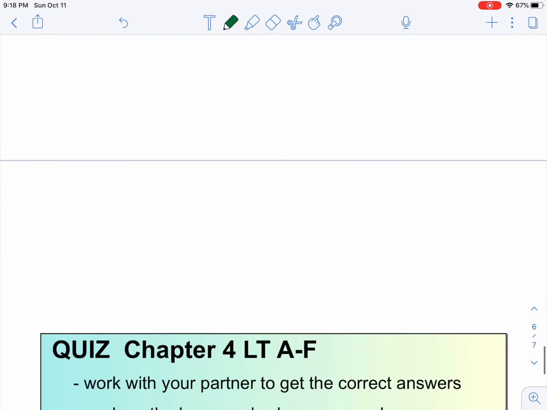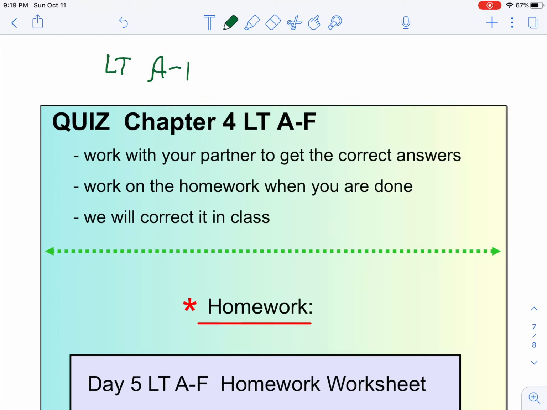So you will be taking a quiz, okay, on chapter 4. If you're in class, you will be working with a partner to do a practice quiz, but then everyone will be doing the Learning Target A through D quiz that's in Schoology. All right, that's our review.